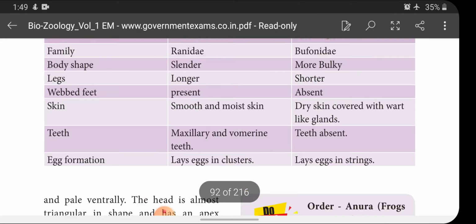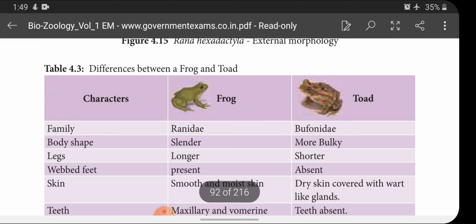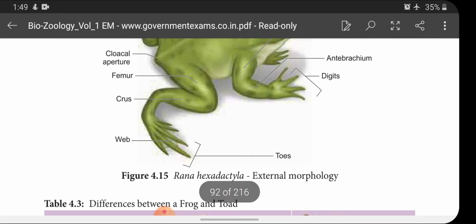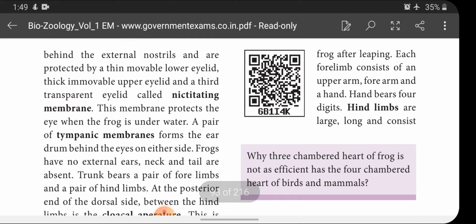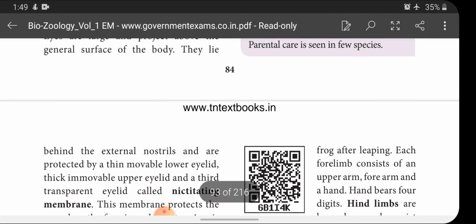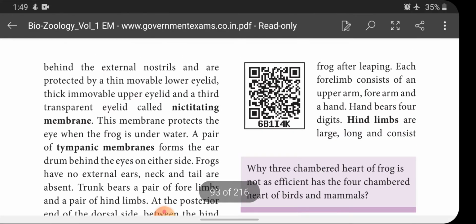Okay. They lie behind the external nostril and are protected by a thin movable lower eyelid and thick immovable upper eyelid. Eyes, the lower eyelids are thin and movable, and the upper eyelid is thick and immovable.